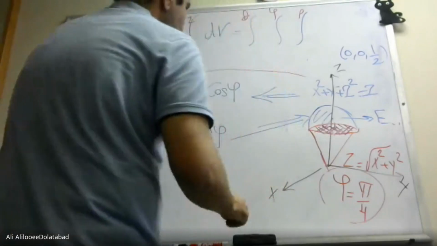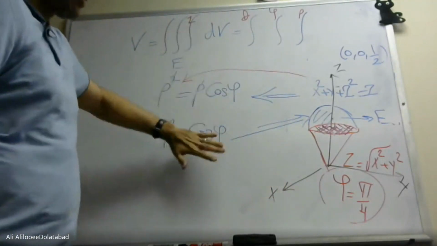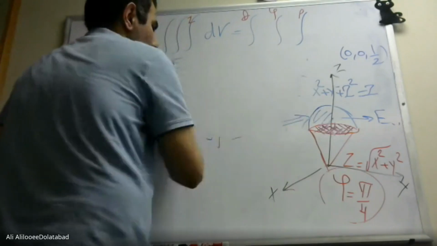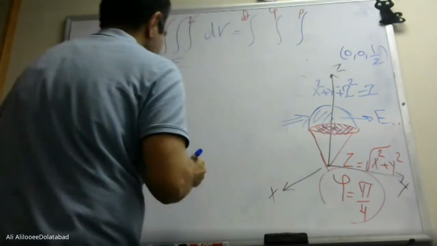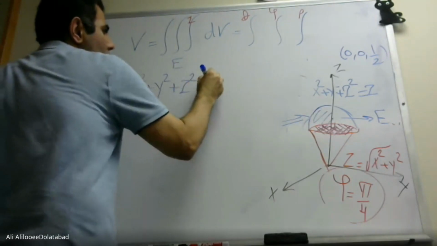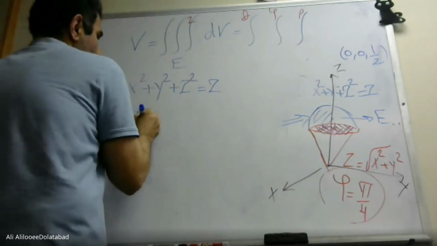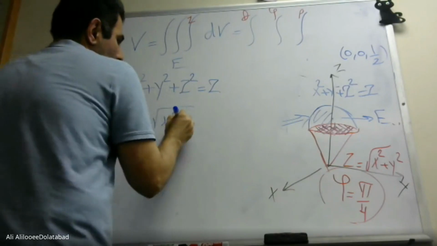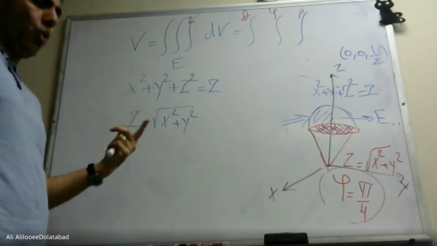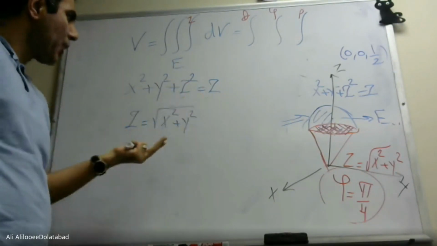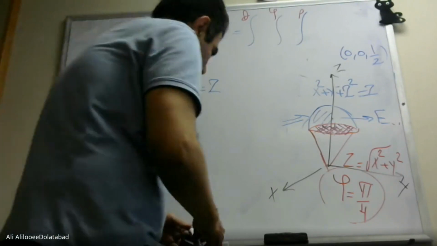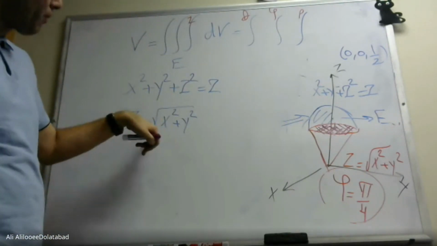Then let's find the intersection. Okay, can I erase here? Then let's understand this intersection. You have x squared plus y squared plus z squared equals z, and you have z equal to root x squared plus y squared. Your goal is to find the intersection of these two. When you want to find the intersection, it means everywhere that you have z, you will replace z by this.